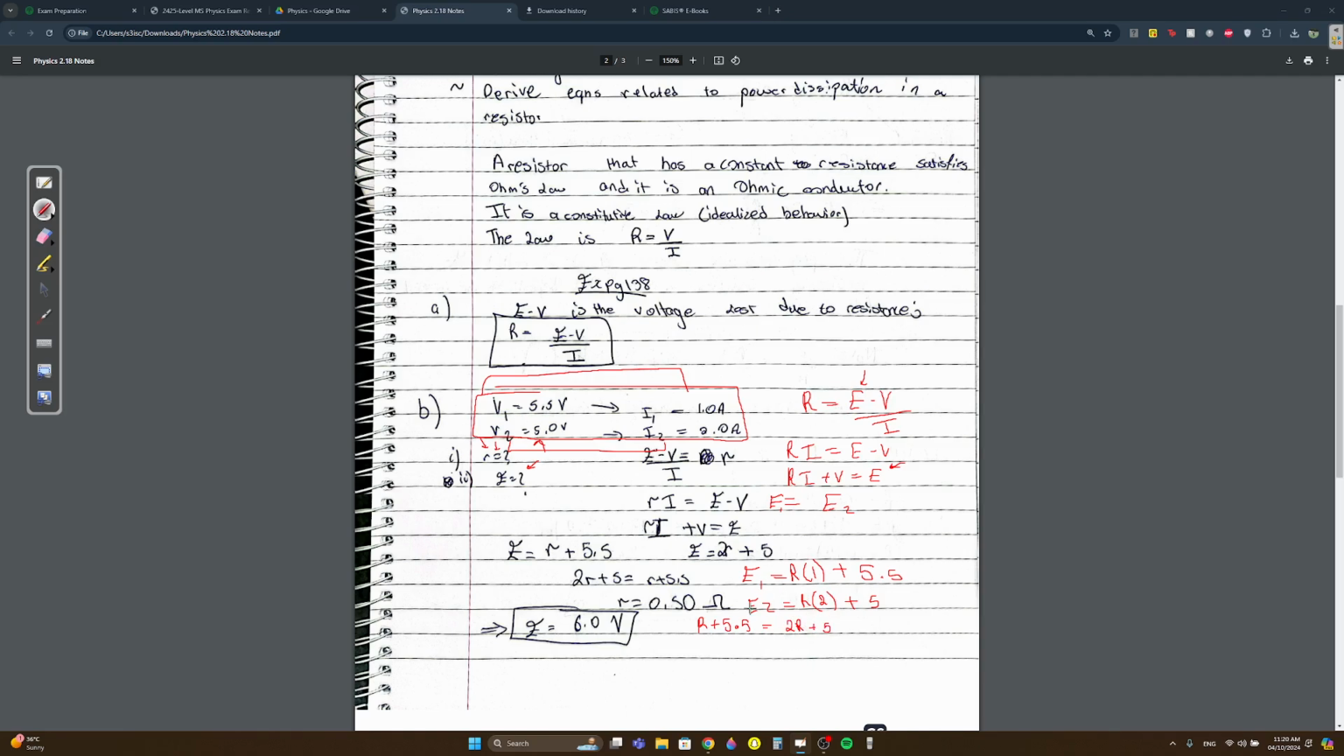And we know that they're equal, so can I just equate them to each other and find the resistance? Yes, you're going to get R equals 0.5 ohms. But aren't they asking for energy? Well, they're asking for both. They're asking for the EMF and they're asking for the R.